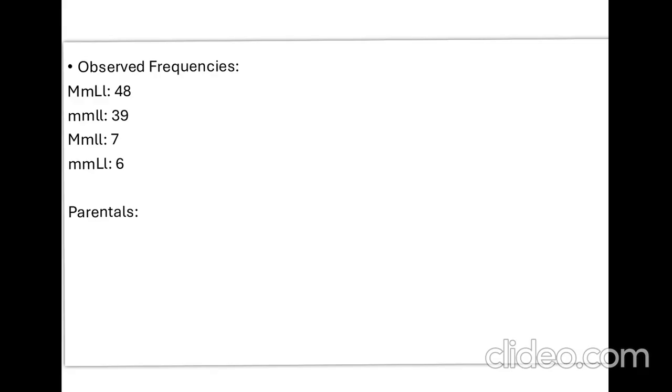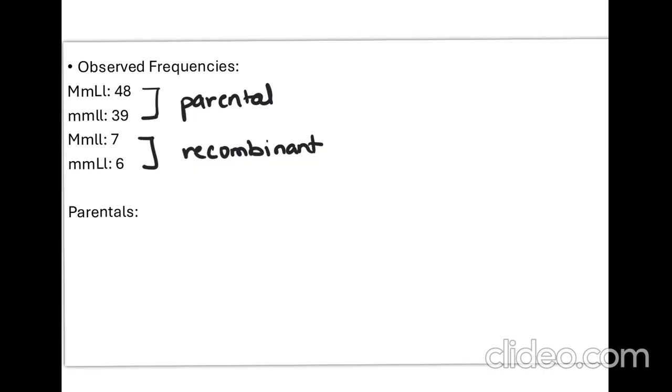Now let's identify the parental and recombinant gametes. Since these two are the most frequent phenotypes, these are our parental gametes, and the other two, having the lower frequencies, are our recombinant ones. Since the parental types have both dominant alleles together, big M and big L, and both recessive alleles together, small m and small l, we can say that these two are in coupling or cis.